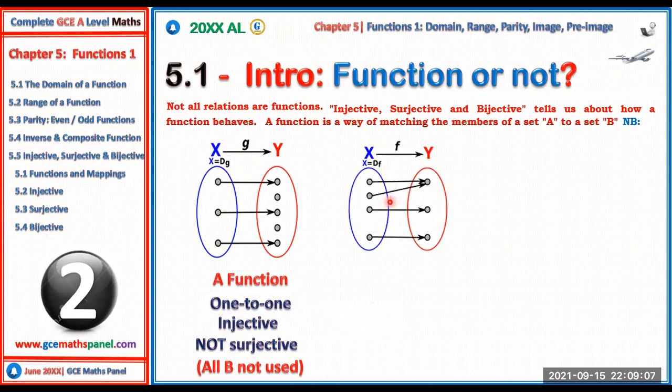Let's look at the second one. What type of relation is this? Is it one-to-one, one-to-many, many-to-one, or many-to-many? It's one-to-one. Look at it very well again. Many-to-one. Yes, it is.